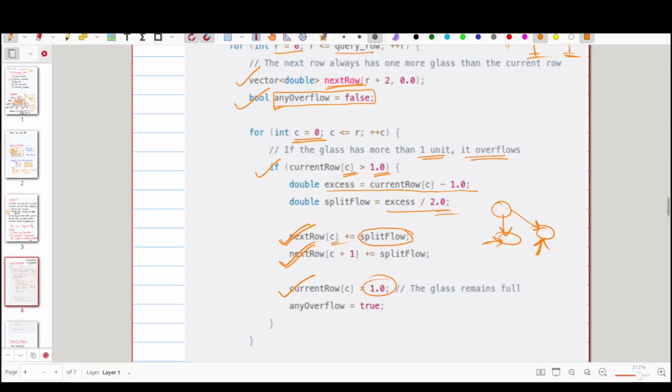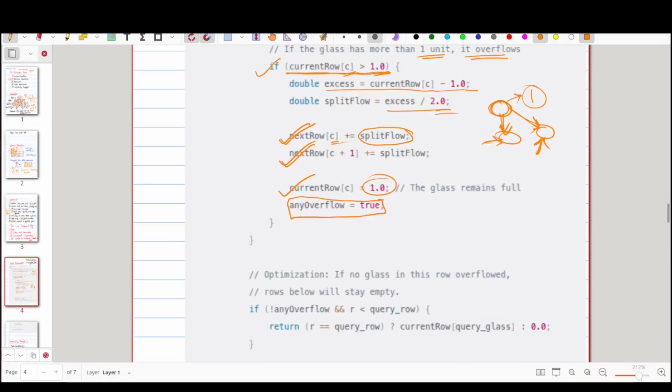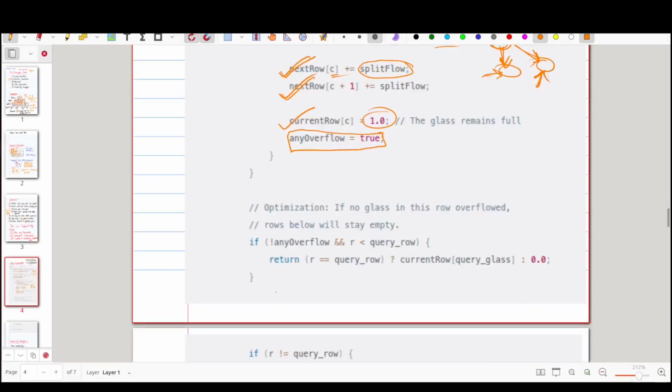Now after these two states are calculated, we go back to the current row as 1, because we process all the water in the next row, so it will be the maximum capacity, which is 1. That's why we again initialize with 1, and overflow, any overflow is true, that means we hit the overflow condition, so overflow is true, that means we have to process the next steps also.